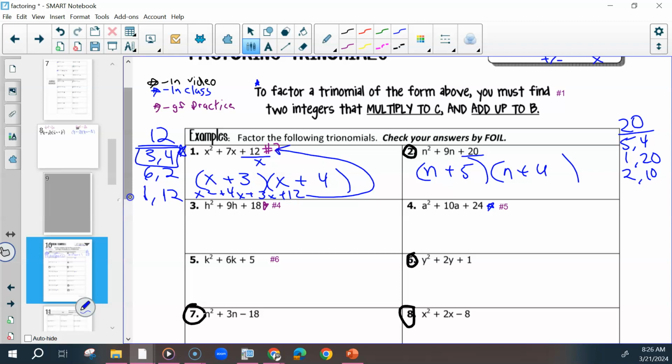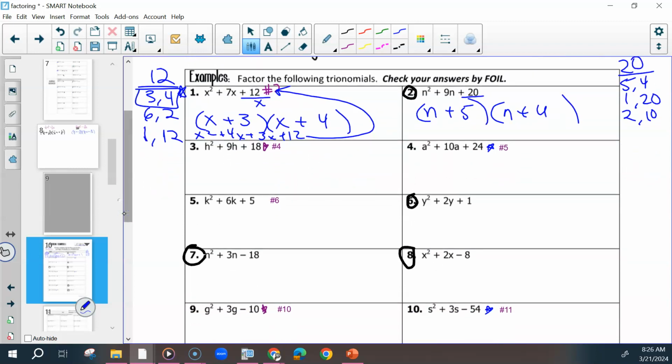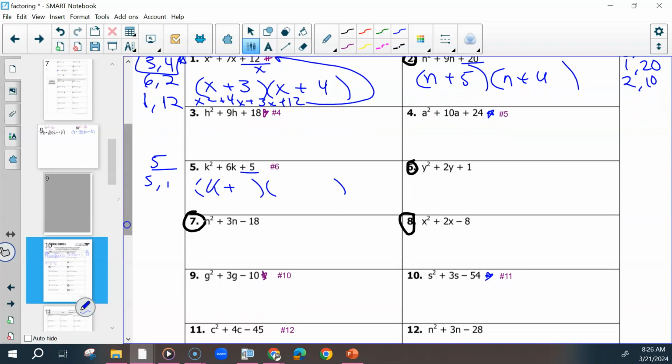We'll do one more of these types and then go on to another. Let's do number 5. 2 numbers that multiply to be 5. 5 and 1 is prime. And if these 2 numbers, the b and c values, are close together, like 1 apart, 1 is probably going to be one of your factors. So what would those 2 factors look like? K plus 5, K plus 1. We're going to get into some minuses in a moment.